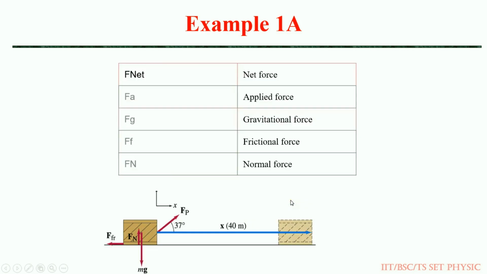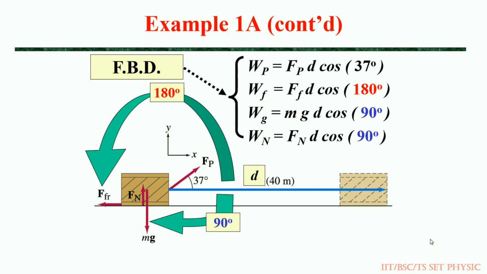Then the forces are like you see in this table. The net force involves the applied force; in this case we use F_P, because the applied force is by the person, F_G is the gravitational force, F_F is the friction force, and F_N is the normal force. Then the net force is equal to F_P plus F_G plus F_F plus F_N in this example. Then we calculate the values with the help of the previous formula. W_P is equal to F_P D cos theta, where theta is 37 degrees. The friction force acts along the surface, opposite, so the angle is 180 degrees. The gravitational force is always downward, so theta is 90 degrees. The normal force is upward, and theta is also 90 degrees.